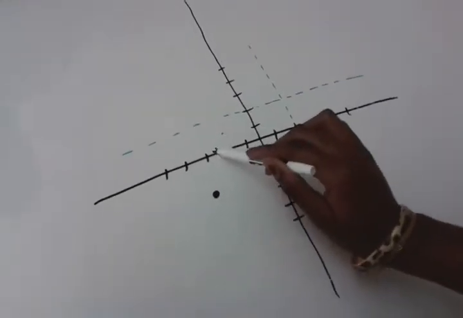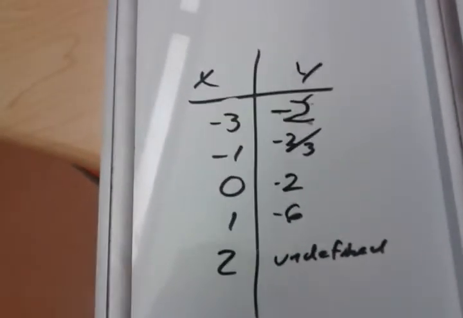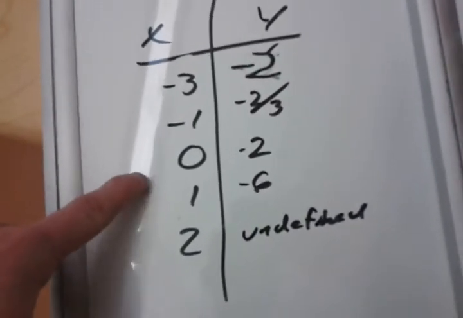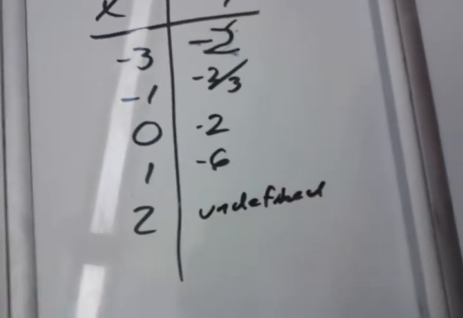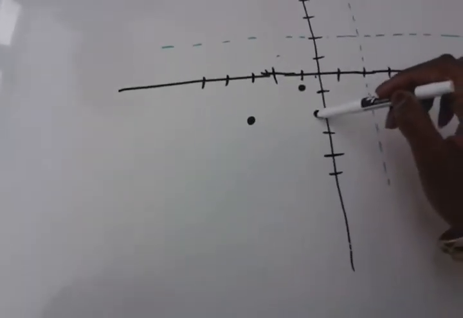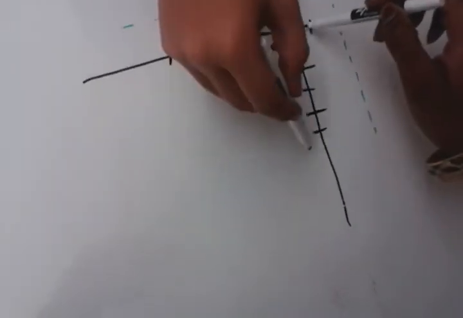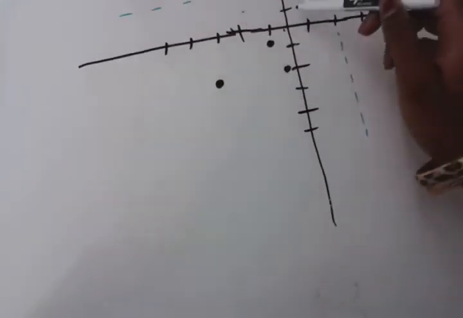And then we would continue on plotting our x-intercept, which is negative 2, 0, and the next point, and that would give us our graph, which, looking at what we have, will look something like that.